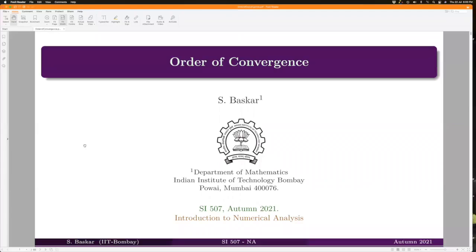Well, students, in the last lecture, we have discussed Taylor's theorem. We'll now pass on to the next section of our chapter 1 on mathematical preliminaries. In this section, we will discuss the notation of big O and small o, and also we will discuss order of convergence of a sequence.